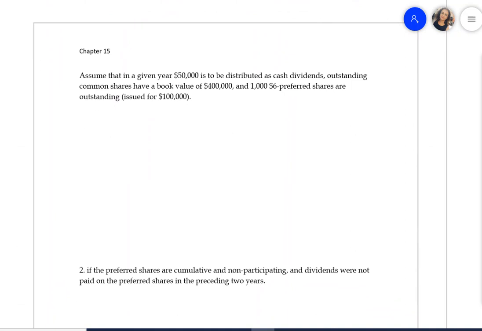So this is the next example, and then we'll see what we mean by each of the terms. Assume that in the given year, $50,000 is to be distributed as a cash dividend. So the company decided to issue a cash dividend. Outstanding common shares have a book value of $400,000, and 1,000 $6 preferred shares are outstanding, issued for $100,000. So this is the value of preferred shares, and the value of common shares is $400,000. What does this $6 mean? It means that the company is going to pay $6 per share in preferred dividends. Preferred gets the first bid any time dividends are issued, and any leftover goes to common shares. In this company we have two types of shares, preferred shares and common shares, and then we have a total.